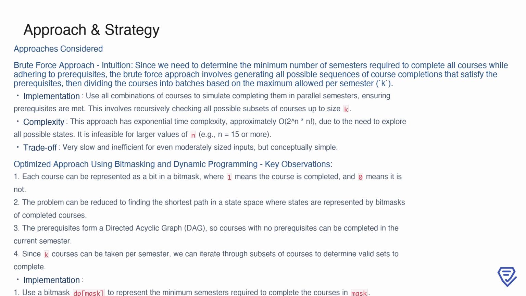This representation allows us to treat the problem as finding the shortest path in a state space, where each state corresponds to a unique bitmask of completed courses. Additionally, the prerequisite relationships, which form a directed acyclic graph or DAG, enable us to identify courses that can be completed in the current semester, those without any unmet prerequisites. By iterating through subsets of courses, we can determine valid groups of up to k courses that can be taken in parallel in a single semester.